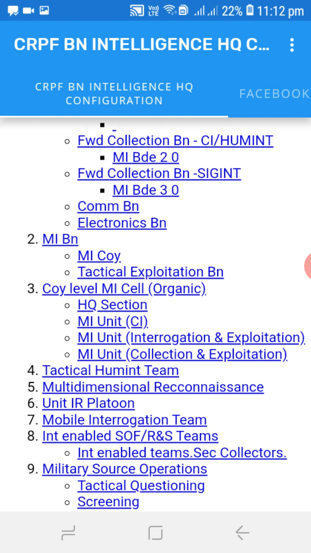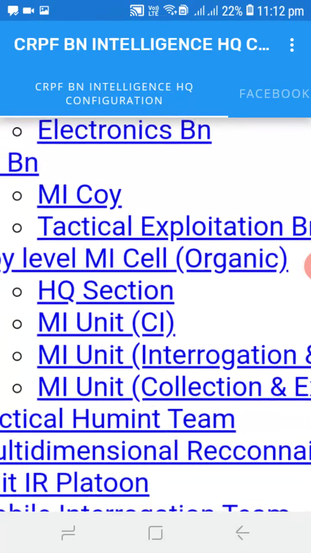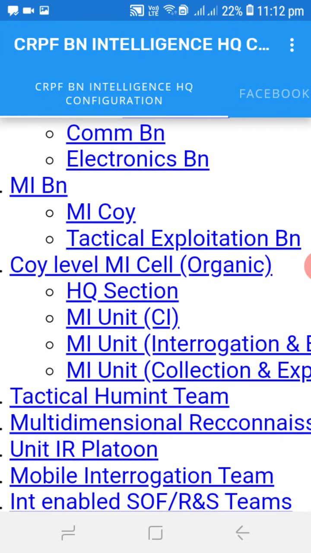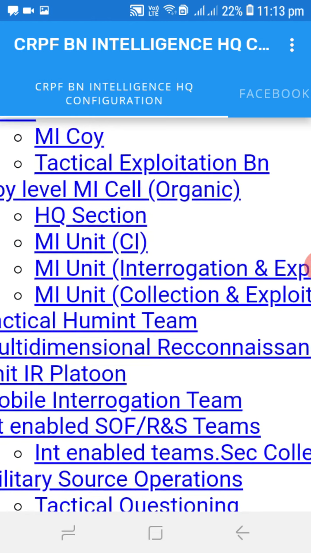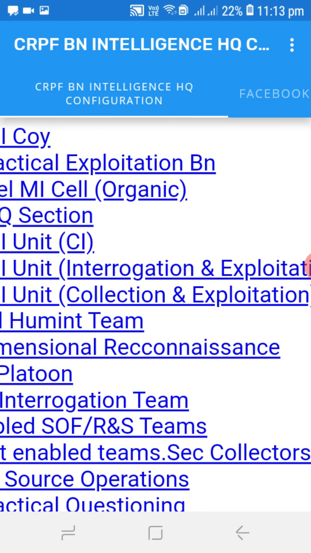All these are organic int collection assets. From here, I'll take this one, Tactical Exploitation Battalion. This I'll take for the CRPF, the MI company for the CRPF, the headquarters section, the MI unit counter int, MI unit interrogation and exploitation, MI unit collection and exploitation, tactical human team, multidimensional reconnaissance team, unit IR platoon, mobile interrogation team. Int enabled SOF, here it will be Cobra, the Cobra teams.